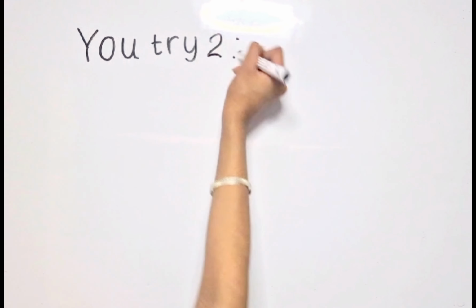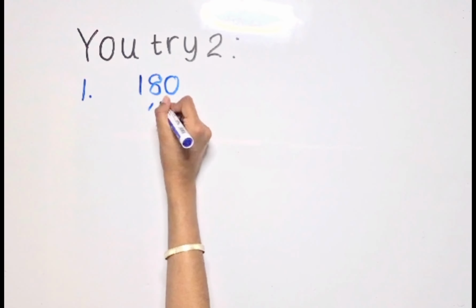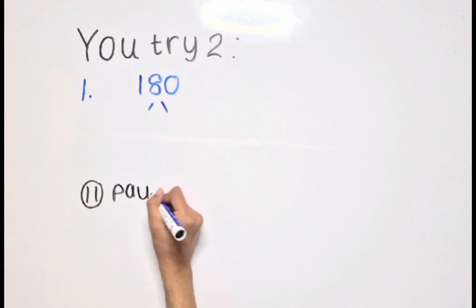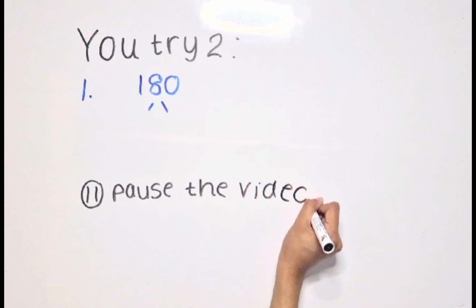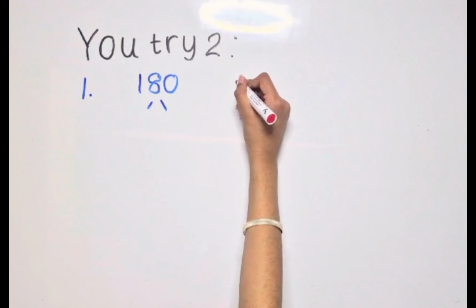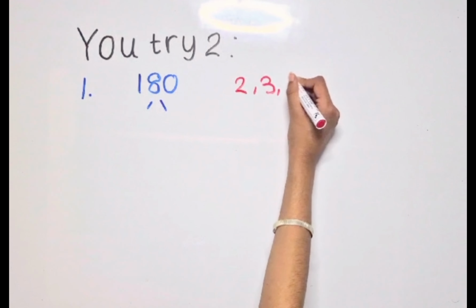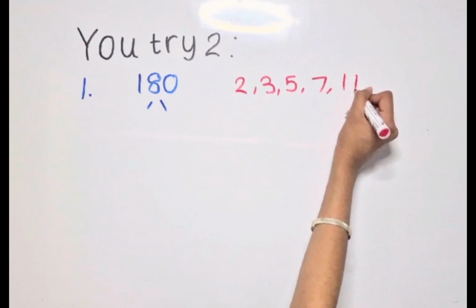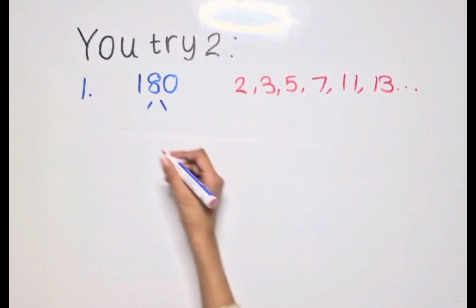Okay, so now we are going to do the Utry number 2, which is 180 into a prime factor tree. So pause the video and we'll solve it together after. Okay, so let's solve this one together. So we're going to obviously write out the first few prime numbers, and it will help us to solve this.